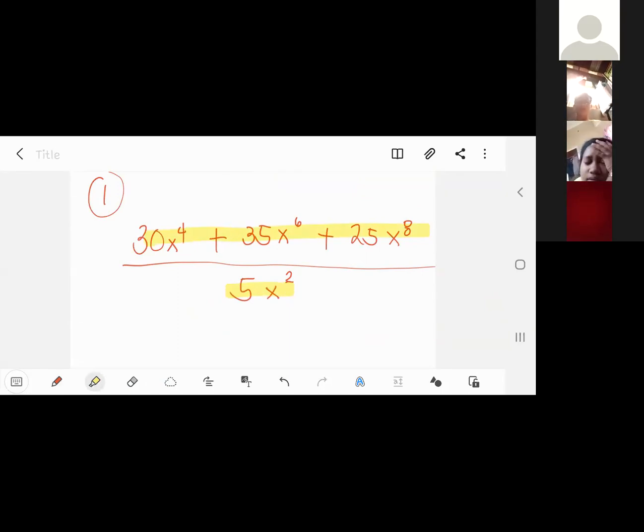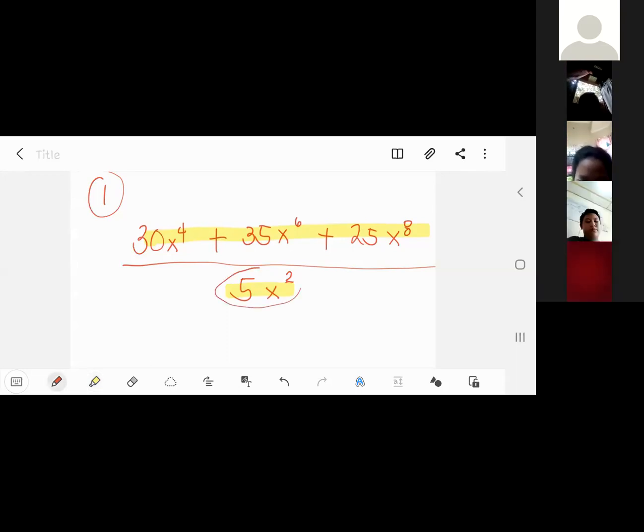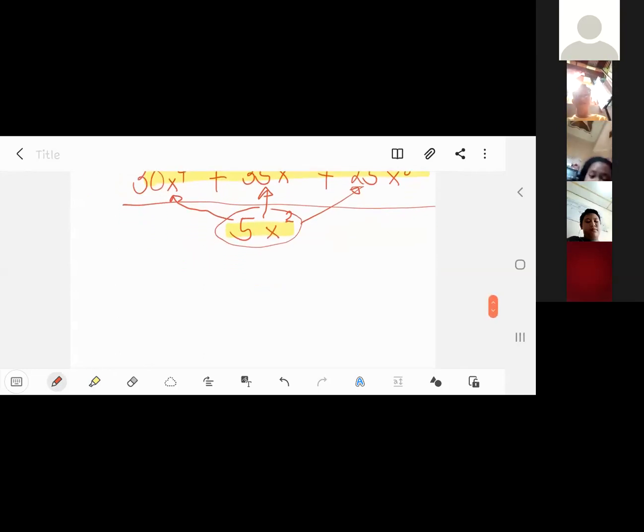Okay, to divide this, we are going to regroup them. Okay, let's regroup them. How are we going to regroup them? You divide the denominator in each numerator. Okay, divide the denominator into each numerator. Okay, example, to proceed.